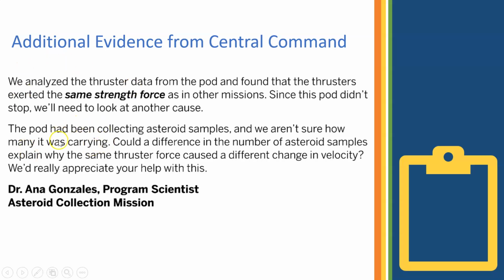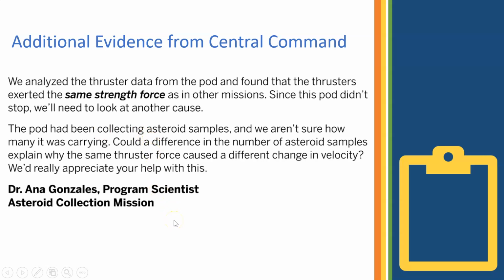Well, it does say in here that the pod had been collecting asteroid samples. Could a difference in the number of asteroid samples explain why the same thruster force caused a different change in velocity? Take a moment to think about that question and record your ideas on your journal slip.